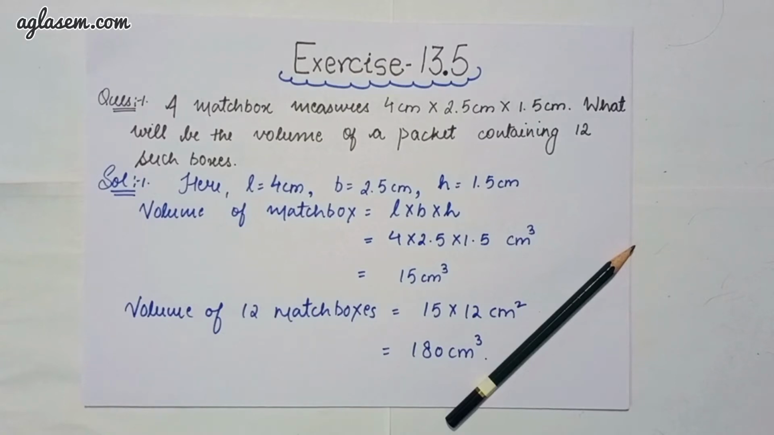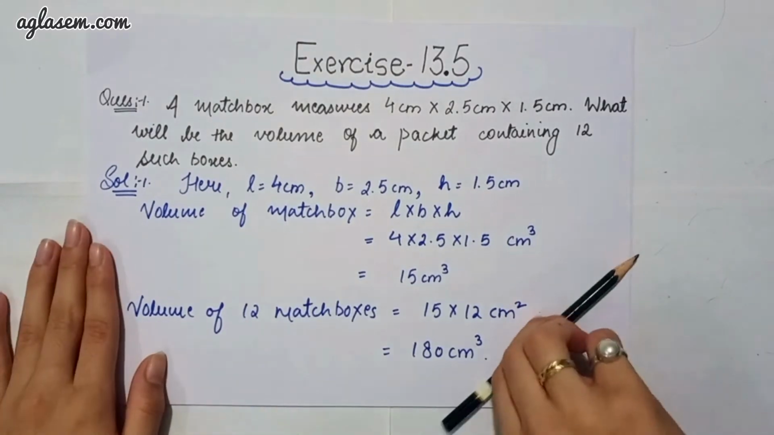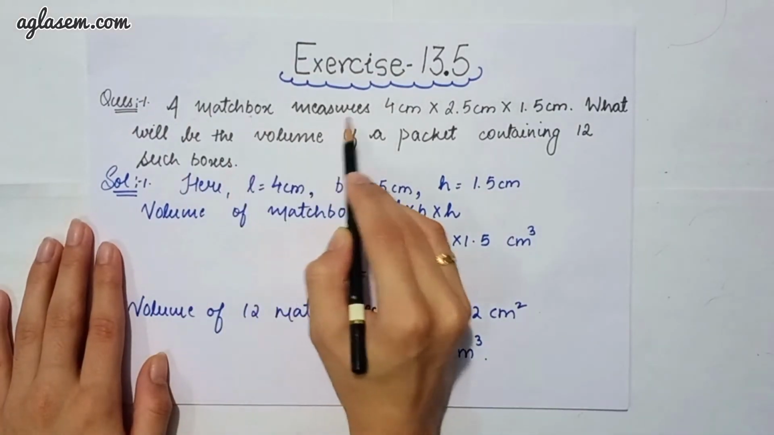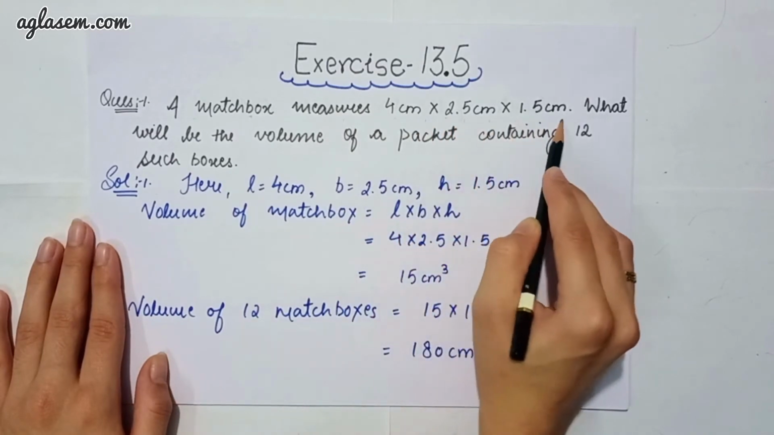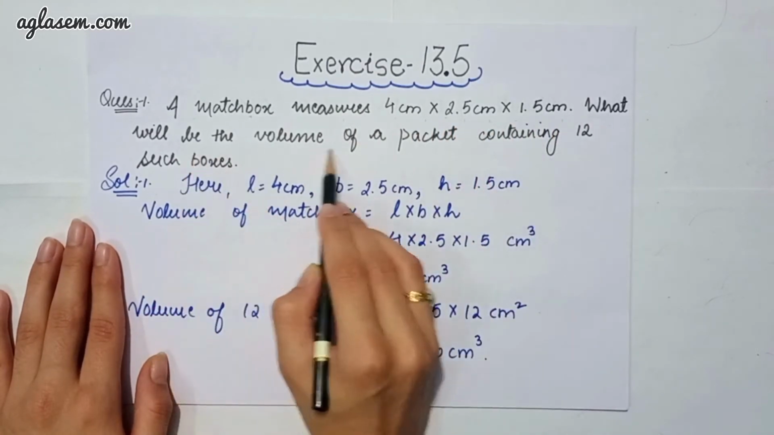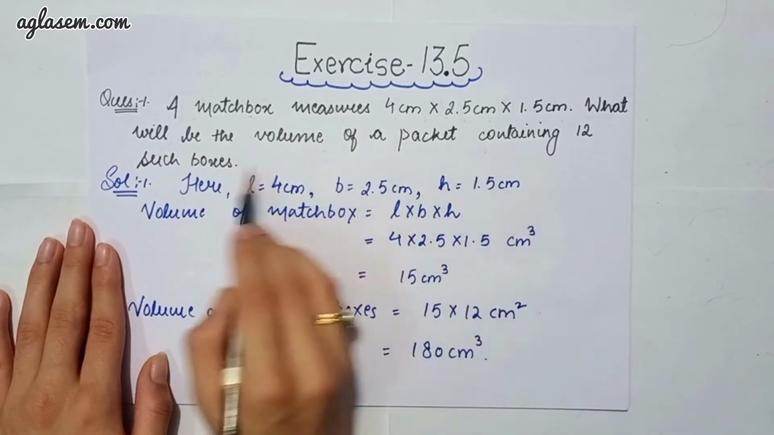Today we will be covering chapter 13, that is surface area and volumes. Starting with the fifth exercise, our first question says a matchbox measures 4 cm into 2.5 cm into 1.5 cm. What will be the volume of a packet containing 12 such boxes?